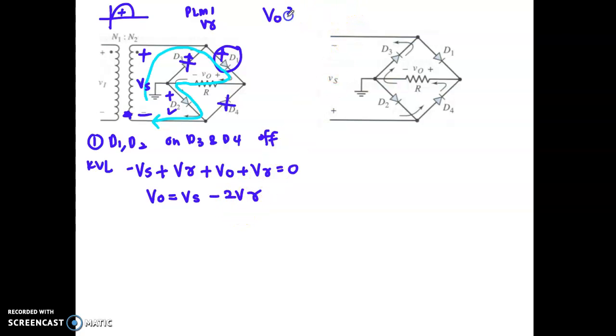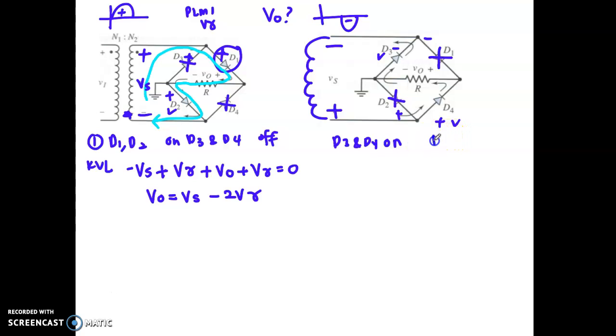Now let's look at your negative cycle. When saying negative cycle, here must be minus and here must be plus. So this is your transformer. When you have minus here, it becomes minus, minus, and here will be plus, plus. So which diode will be on? Diode 3 will be on, diode 4 will be on. Diode 1 and diode 2 will be off.